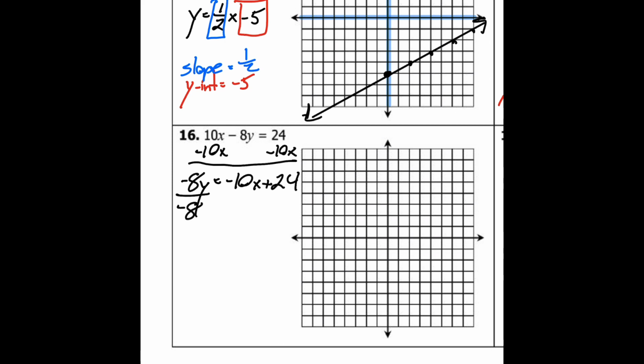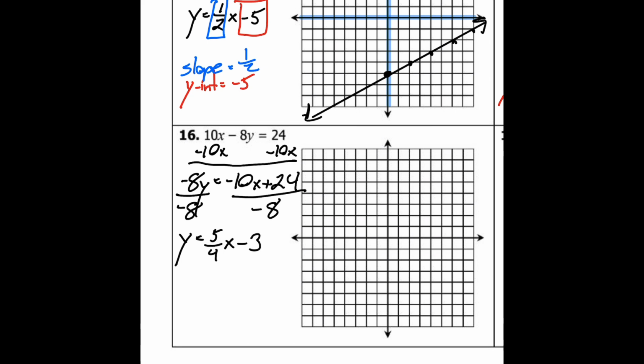Dividing by negative 8 to get y by itself, dividing by negative 8 on the right, because what I do on the left, I must do to the right. On the left, I'm left with y equals. On the right, 2 goes into both 10 and 8, so I can reduce that down to 5 over 4x. It's going to be positive because negative 10 divided by negative 8 is going to be a positive. Negative divided by negative is positive. Minus a positive divided by a negative is going to be a negative. 8 goes into 24 3 times, so minus 3.